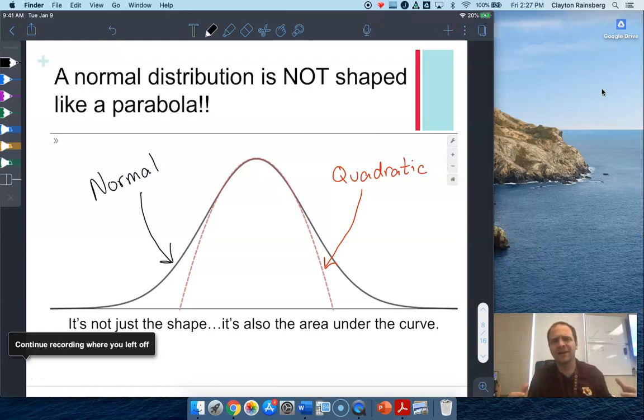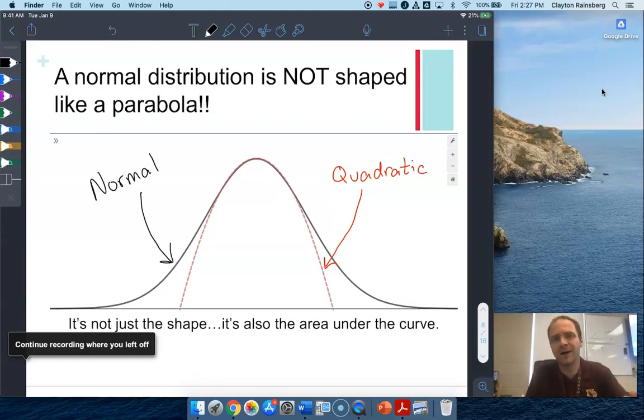Remember, a quadratic's area changes based on where that graph is on the XY axis. But for a normal distribution, its area follows the area of a density curve, which means the area under that whole normal distribution curve is 1. That's a really important trait to keep in mind.